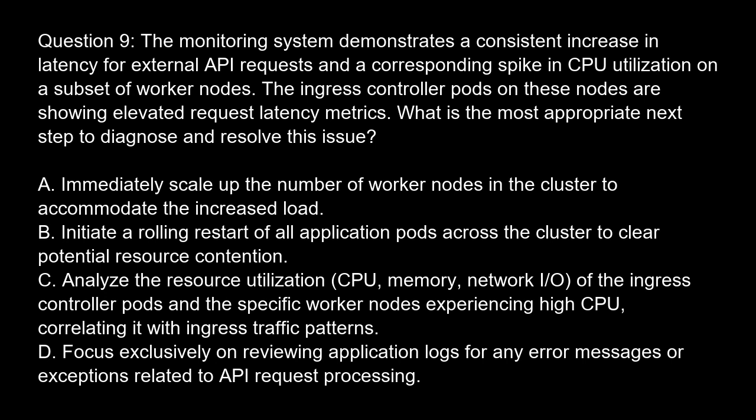Option A. Immediately scale up the number of worker nodes in the cluster to accommodate the increased load. Option B. Initiate a rolling restart of all application pods across the cluster to clear potential resource contention. Option C. Analyze the resource utilization, CPU, memory, network I/O, of the ingress controller pods and the specific worker nodes experiencing high CPU, correlating it with ingress traffic patterns. Option D. Focus exclusively on reviewing application logs for any error messages or exceptions related to API request processing.